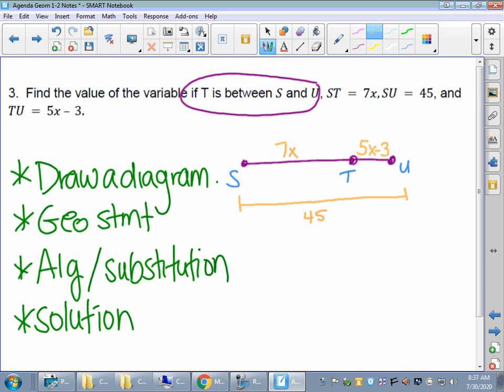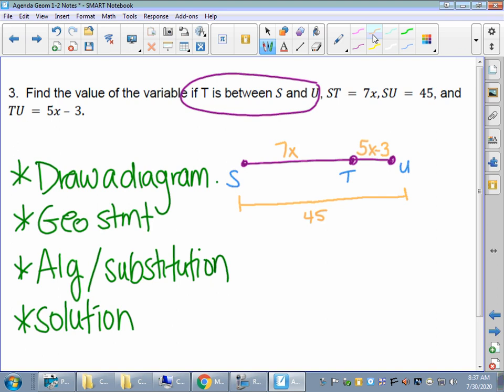All right. It does not matter where you put T. If your diagram doesn't end up being the right proportions, things like that, it's just the diagram so you get the idea of what it looks like. So we drew the diagram. We need to write a geometric statement. So remember, a geometric statement is what two parts add up to the whole thing. Doesn't matter what you put first.